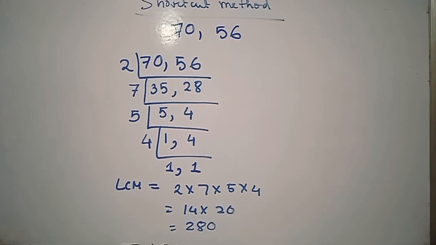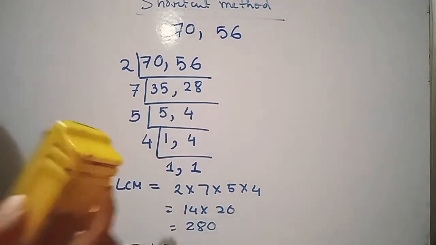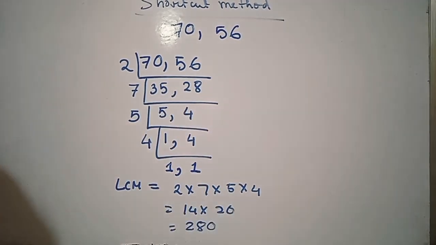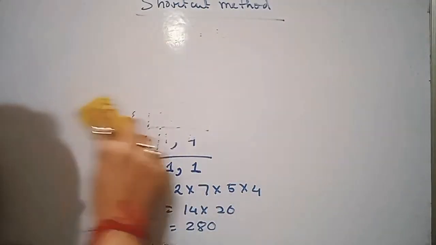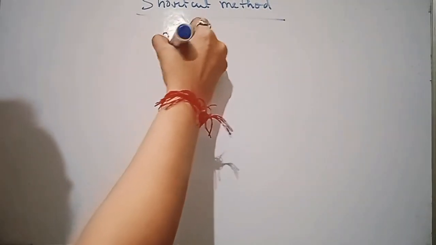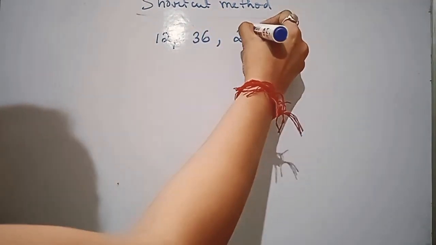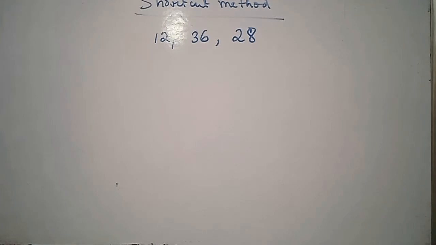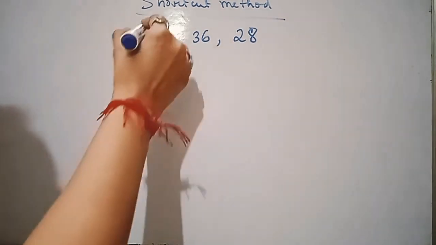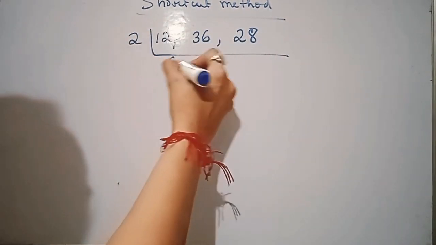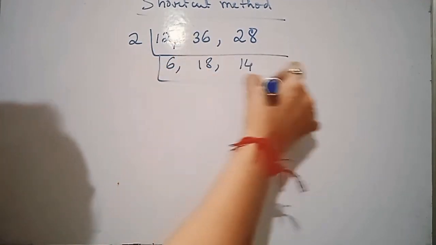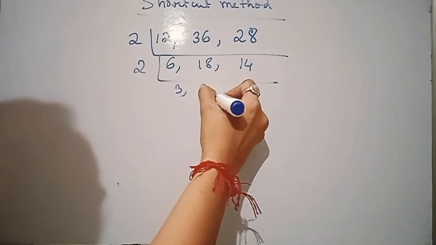So this is the shortcut method. Using this method, I can find the LCM of 3 numbers also. Let us take an example of 3 numbers where I am going to find the LCM using this shortcut method. Suppose these are the numbers: we are going to find the LCM of 12, 36 and 28. I am writing 2, 6, 18 and 14. Again I divide by 2: 3, 9 and 7.